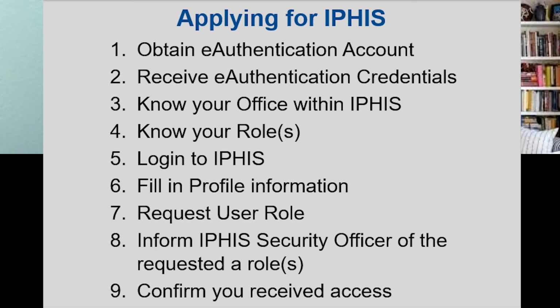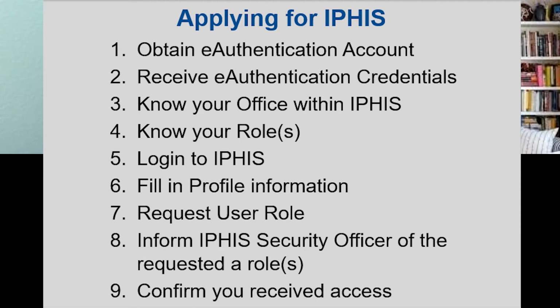There are 9 different steps for applying for the IPHIS. And those 9 steps are: 1, obtain an eAuthentication account. 2, receive your eAuthentication credentials, whatever they are, and you'll get that in your email. 3, know your office within the IPHIS. In other words, where are you working from? What's the name of the office that you're working from? And somebody should be able to tell you what that office is. 4, know what role you're requesting.